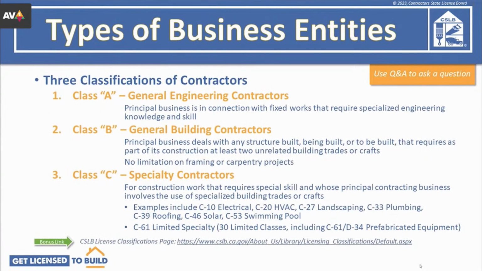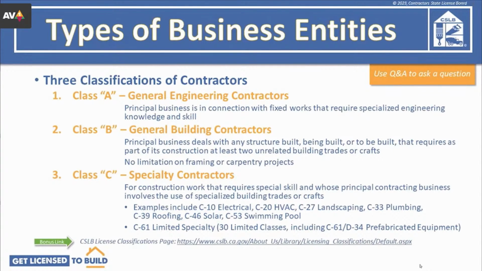Now, let's talk about license classifications. A contractor's license can include multiple classifications, although you must select one when filling out your application. While there are more than 40 license classifications in California, they all fall under 3 distinct categories. There's a bonus link to our classifications list at the bottom of this screen.